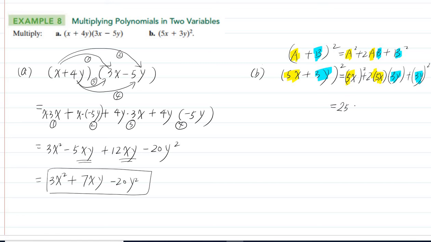Then we're going to have 5x, this whole thing squared, which is 25x squared, then plus 2 times 5 times 3, multiplied, which gives you 30xy. And then this last term, 3y, this whole thing squared, just gives you 9y squared. That is your final answer.